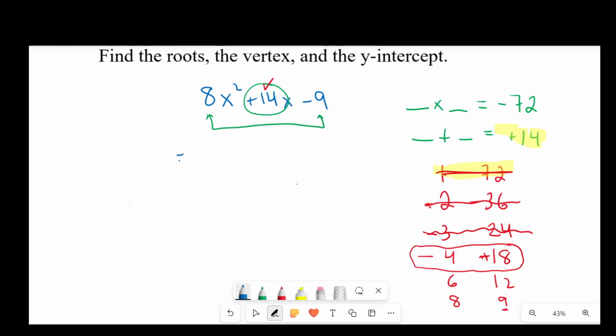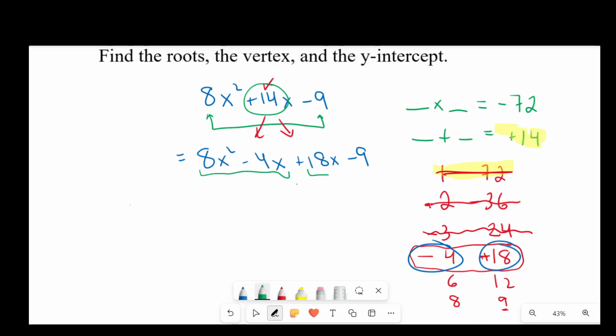So now I'm going to decompose, which means break down, 14x into two different pieces. One piece is negative 4x, and the other piece is positive 18x. So I'm not changing the value of the expression. That still says positive 14x. I've just broken it into two different pieces. Then I'm going to group the first two and group the second two and do some common factoring.